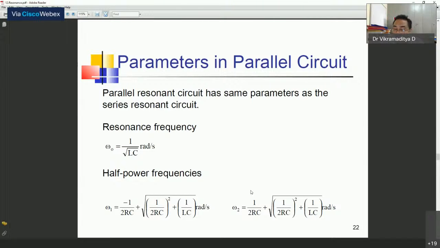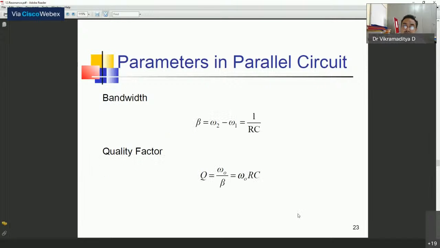Okay, and you make the current as 1 upon root 2, calculate it, you will find omega 1 is equal to minus 1 upon 2RC plus under root (1 upon 2RC) whole square plus 1 upon LC. And then the other one is the same, only there is a change of sign. Here it is minus, here it is plus. So these are the two, omega 1 and omega 2. When you solve it, you will find that the bandwidth comes out to be somewhat like this.